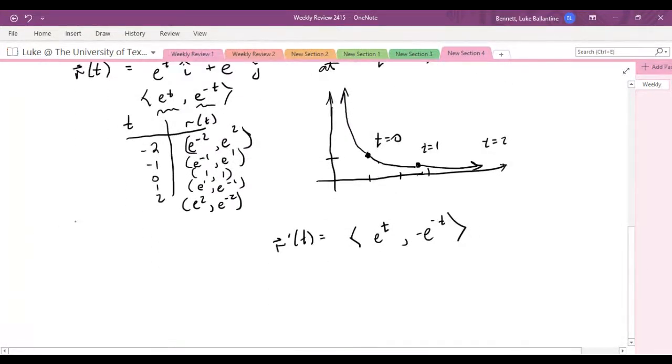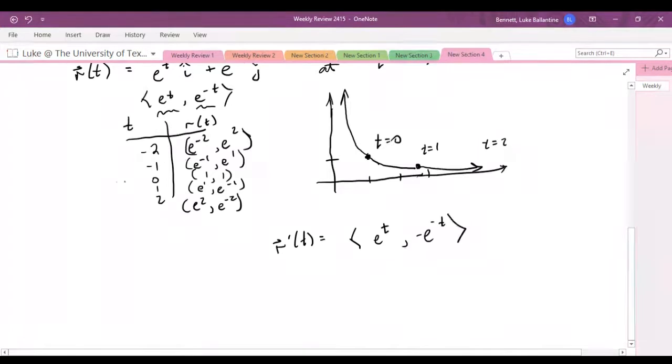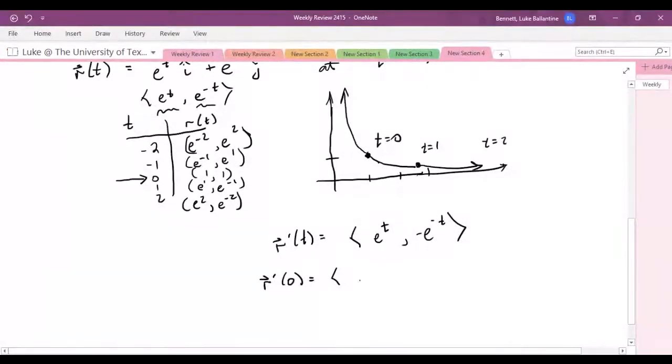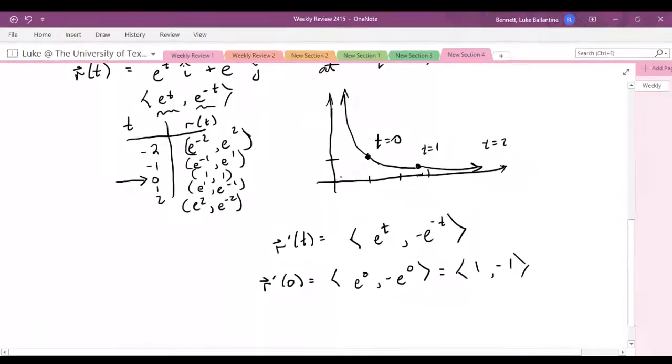So r of 0 was, we said, (1, 1). And then r prime of 0 is equal to, let's see, this is e to the 0, negative e to the 0. We get (1, -1). Okay. So sketching the position vector that always comes out from the origin. It points from the origin to the point of interest. So the position will look like this. It points to the point (1, 1).